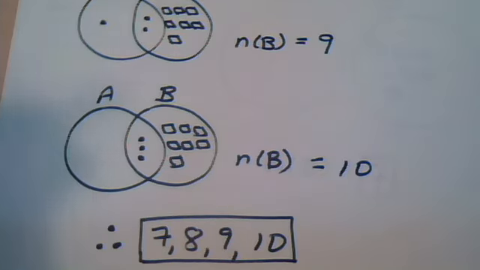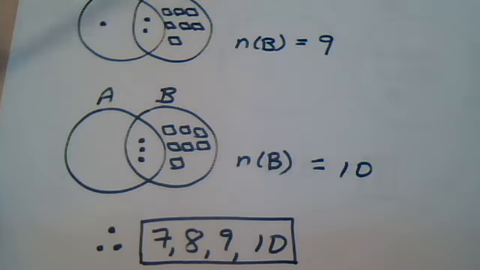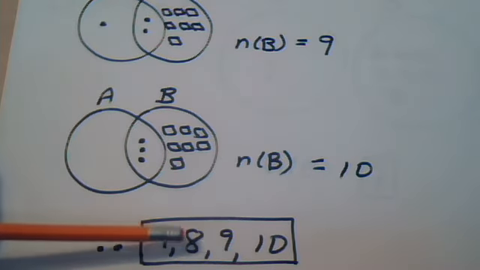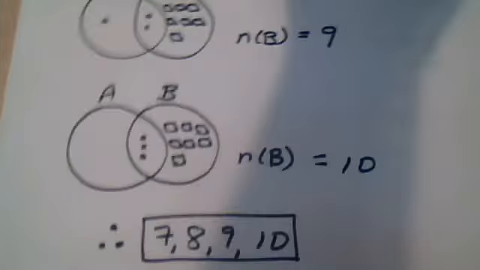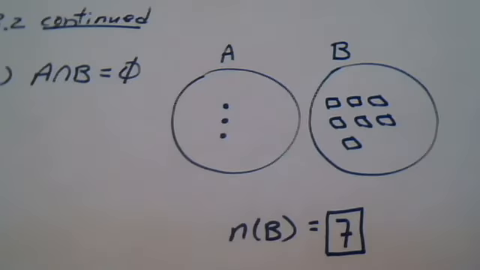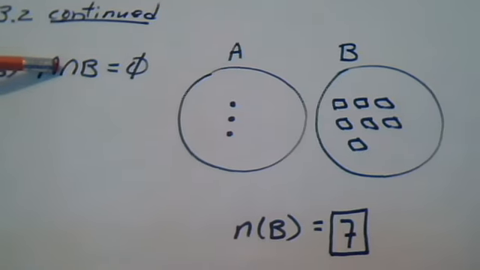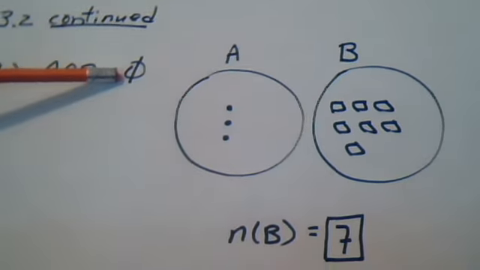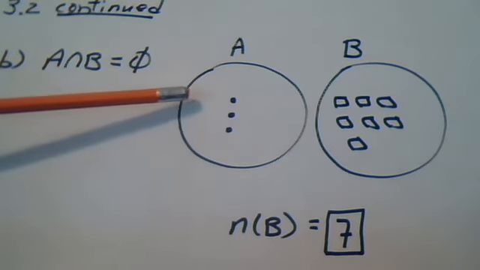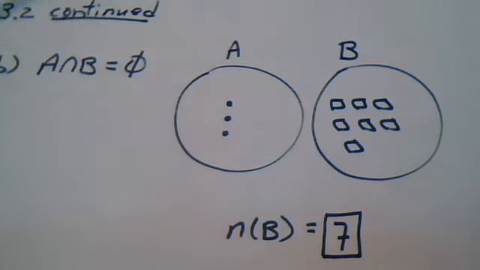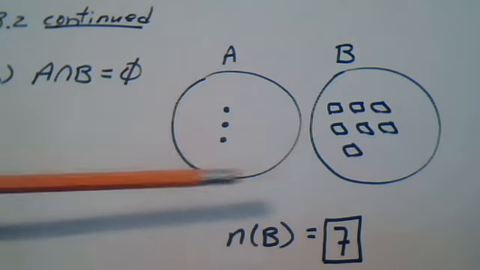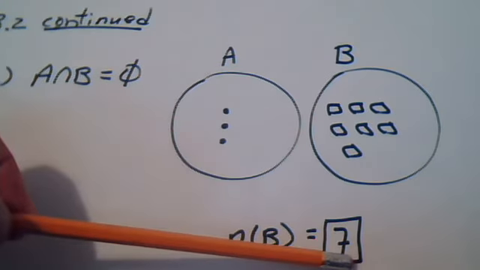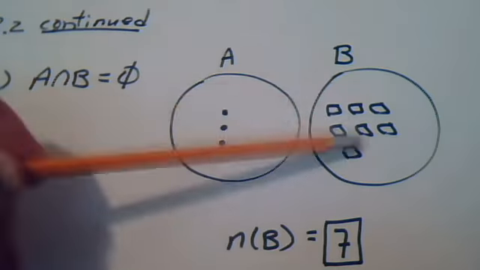So what are the possible numbers of members in B? Well, we saw that there were 7, 8, 9, or 10. For the second question, what if the overlap was empty? Well, that was the first case we saw. The overlap being empty means there's no overlap. So the only number of members B can have is 7. But again, the sum is still 10.